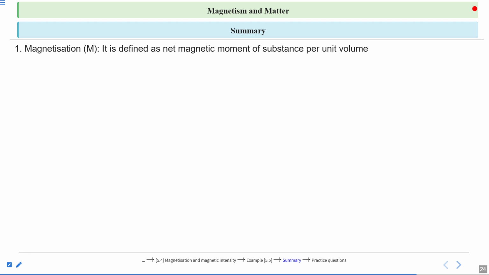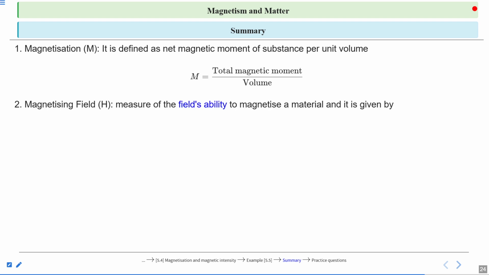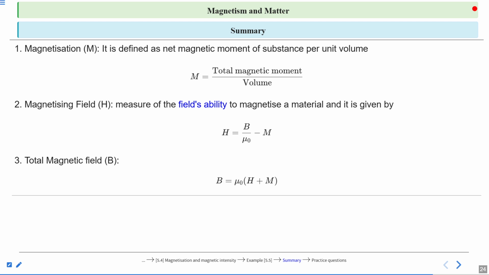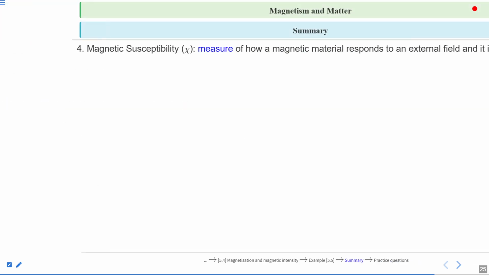So summary, what is magnetization? It is defined as the magnetic moment of a substance per unit volume. M is equal to total magnetic moment per volume. Magnetizing field is a measure of the field's ability to magnetize a material, and it is given by H is equal to B by mu naught minus M. What is the total magnetic field? It is given by B equal to mu naught H plus M.